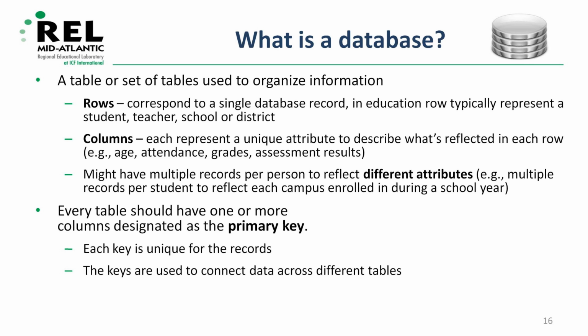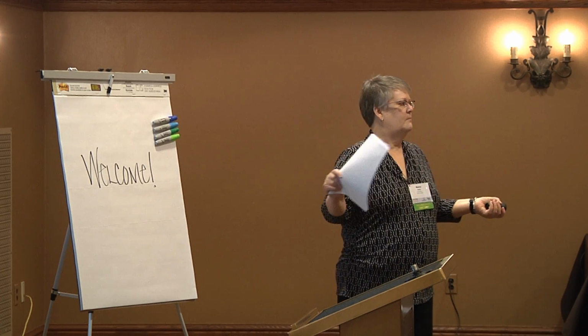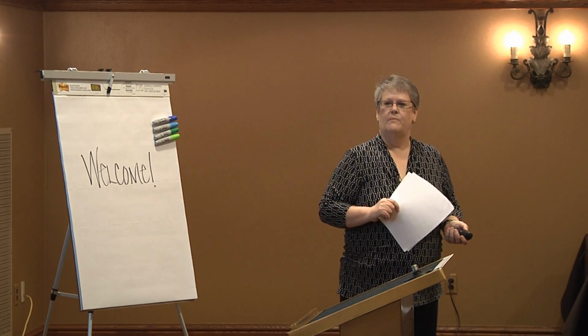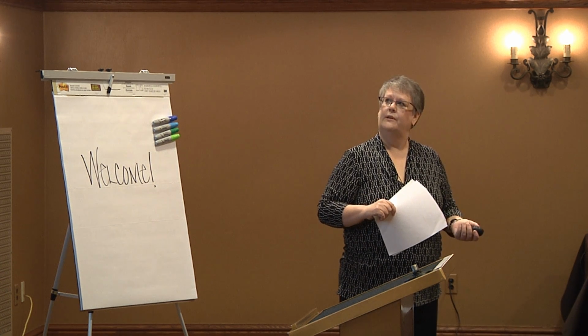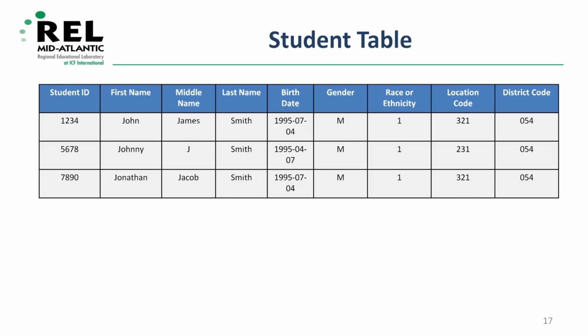So every table should have one or more columns designated as the primary key, which makes that record unique. And typically we'll think of student ID or maybe name. As one of thousands of Nancy Smiths, don't ever think that name is sufficient as a unique ID. And sometimes it might take 5 or 6 data elements to make a unique primary key. So let's look at this example.